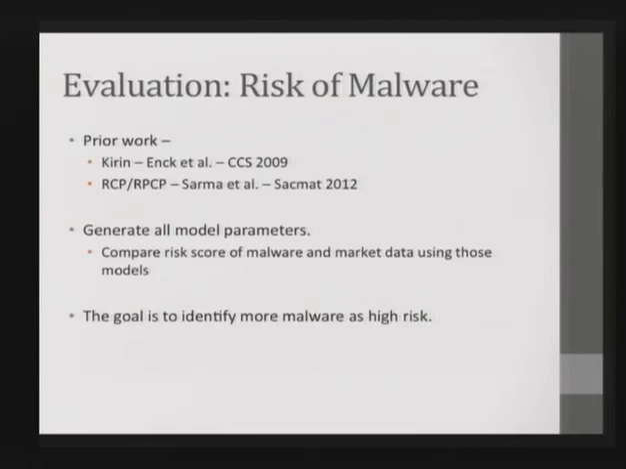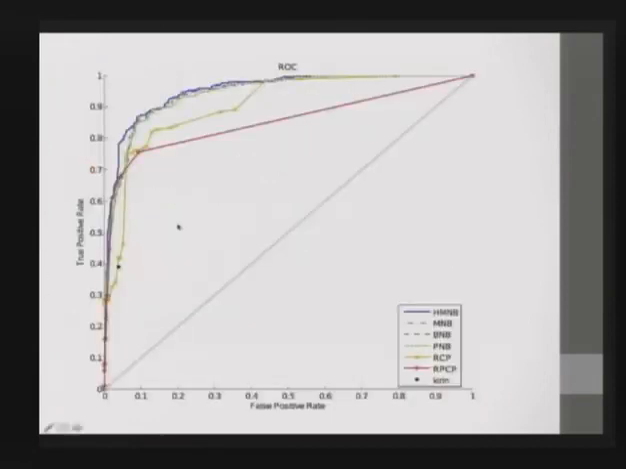We generate all the model parameters, and the goal, again, is to identify more malware as high risk. You can see from this chart that these lines up here are all the models that we present in our paper. These two lines right here are the models from our previous work, and this right here is that Kieran thing. The Kieran thing basically created a series of rules, and if you violate those rules, then you're considered to be risky.